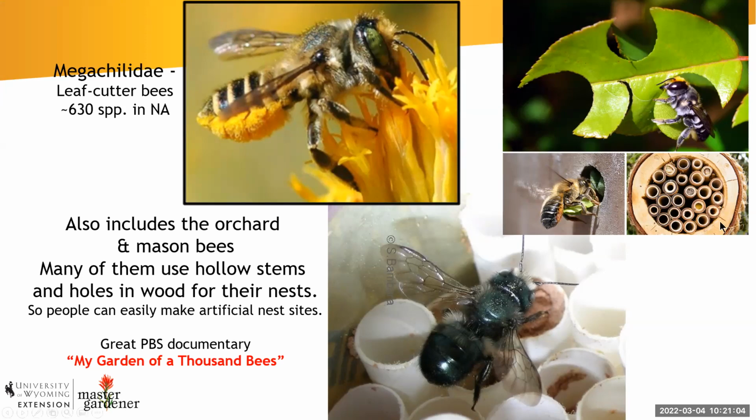The orchard and mason bees are also important, and they can utilize artificial nest structures. So that's a way you can provide a necessary habitat for them. There's a great recent PBS documentary about all the bees and pollinators that can live in a small area. It was called My Garden of 1,000 Bees. It was done this fall. A really interesting one if you get a chance to watch it.